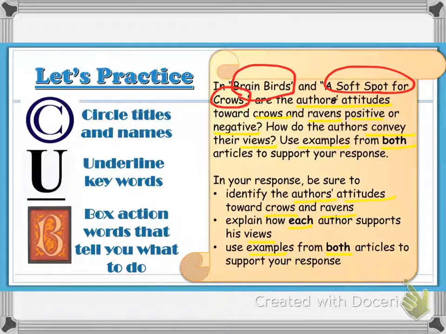So now I'll go back in and box the action words, or the verbs, where I actually have to do something in this response. In Brain Birds and A Soft Spot for Crows, are the author's attitudes toward crows and ravens positive or negative? There are no action words there. How do the authors convey their views? Use is an action word. Examples from both articles to support your response.